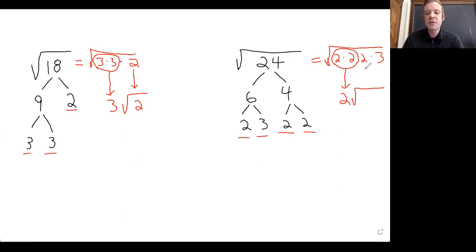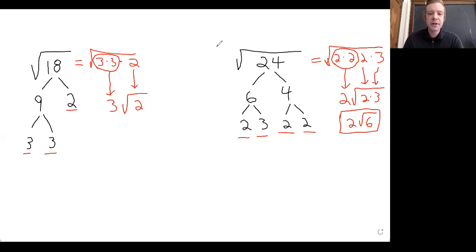But then the 2 and the 3, neither of these can get circled. So both of these are going to come back inside of the square root. So 2 times 3 is written inside. And if I simplify this, 2 times 3 gives me 6. So this simplifies to 2 square root of 6. So 2 square root of 6 is the simplified version of the square root of 24.